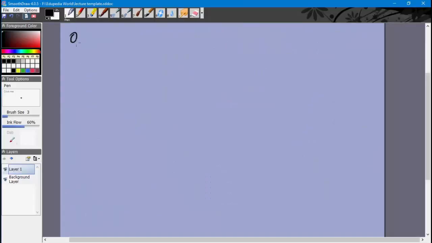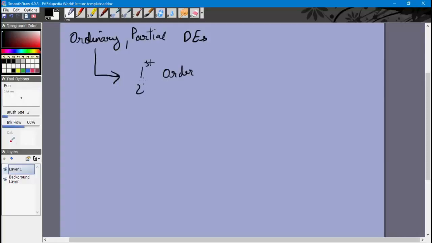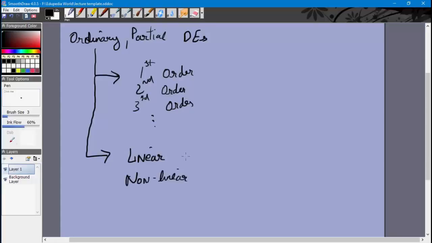First you have ordinary and partial differential equations. Now these will be referred to as ODEs, and we can further divide them based on their order. So you can have first order, second order, third order, and so on. Another way we could categorize ordinary differential equations is by looking at whether or not they are linear or non-linear. And linear ODEs can be further divided into homogeneous and inhomogeneous.